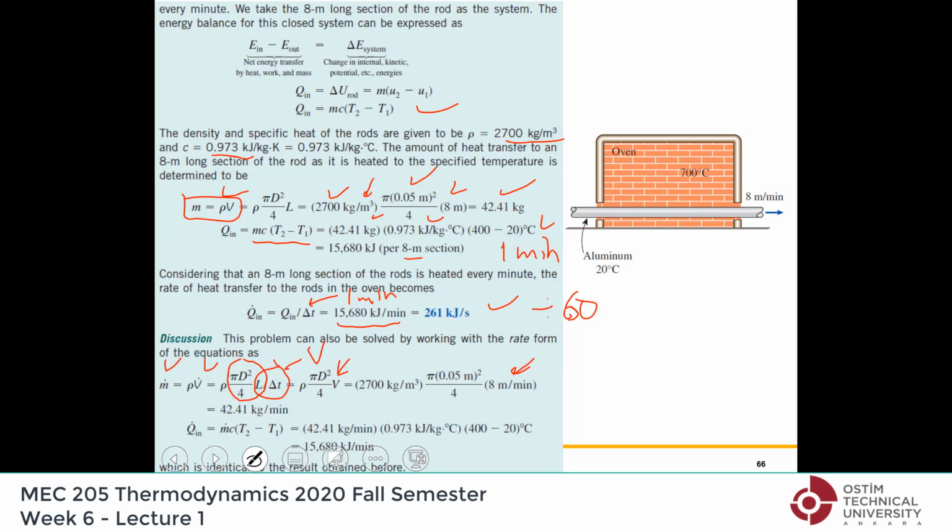Any questions on this example? Which one is easier? Let's say this is the first way and this is the second way. Anybody? I think the first way is easier because when it comes to mass flow rate, it confused me. Okay.